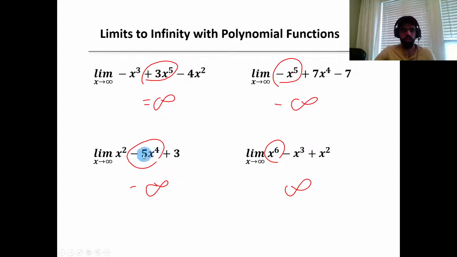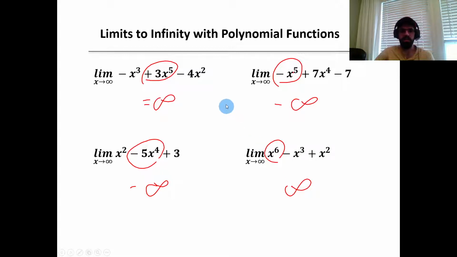Third example, we have the biggest term is x to the power of 4. So we have 4 infinities multiplied together as positive infinity, and then times the coefficient -5, a negative times a positive will make it negative, so negative infinity. Last example here, x to the power of 6, that's 6 positives being multiplied, it's going to be positive.